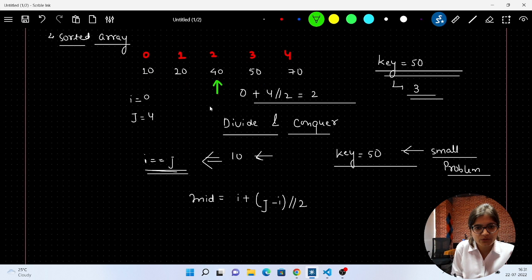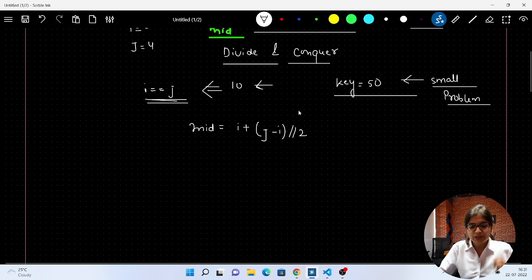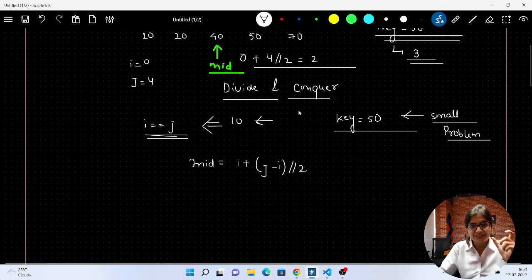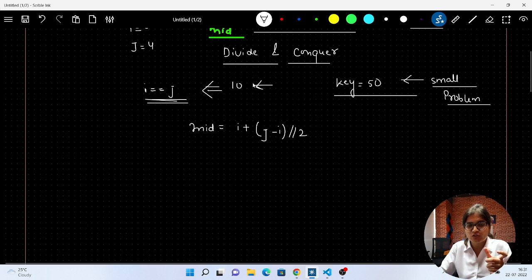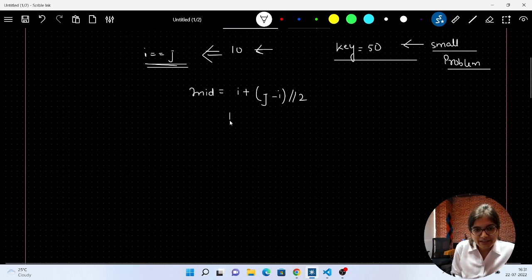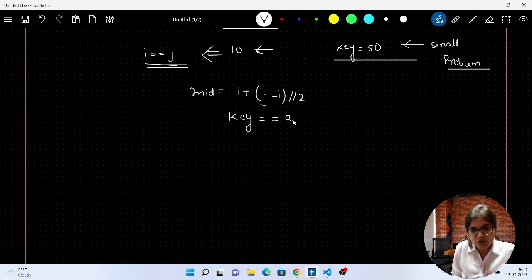So this is the middle value which I am getting. Once I get that mid value, I just have to check whether the key I am looking for is equal to the mid value or not. One condition is to check whether the key that we are looking for equals array of mid. If they are equal, then it is easy. We can simply return the value of the mid itself.